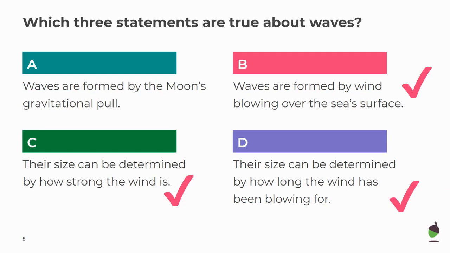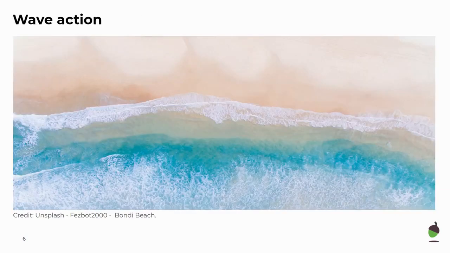Waves are not formed by the moon's gravitational pull. The moon's gravitational pull actually helps us create tides. And it's a common misconception people get mixed up. So make sure you got that clear. Just jot it down if you need to.